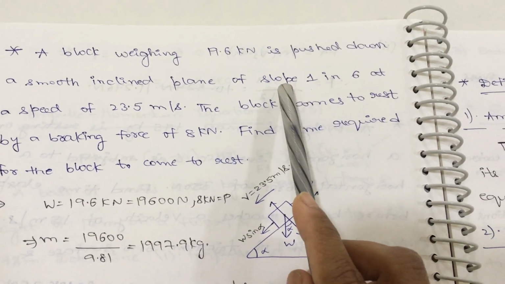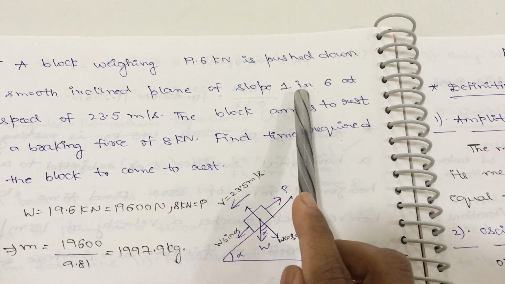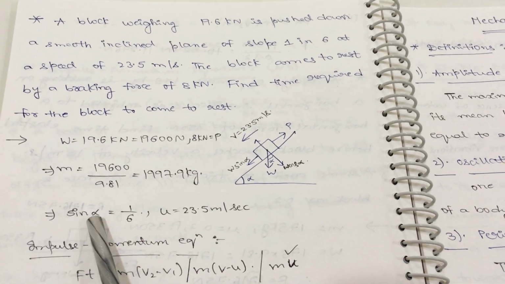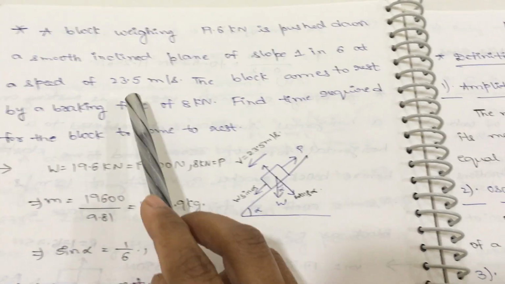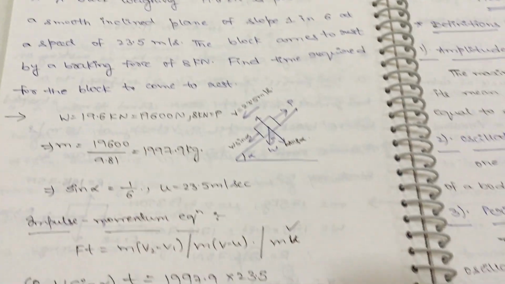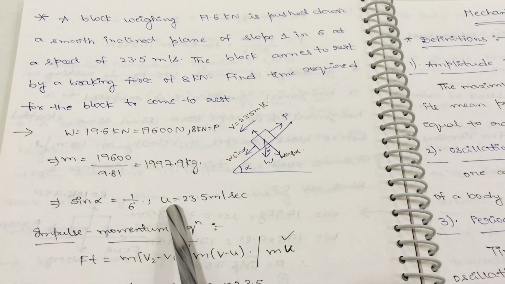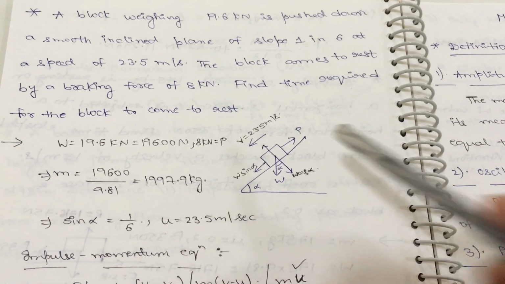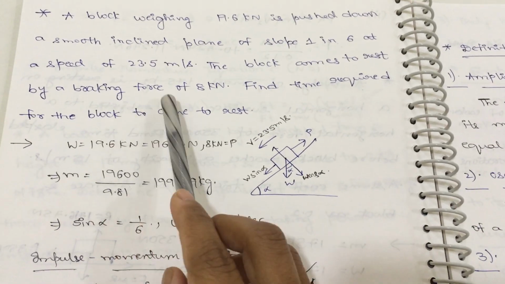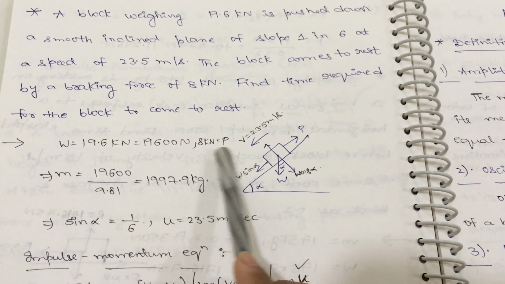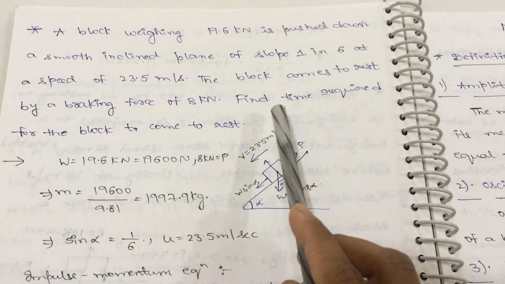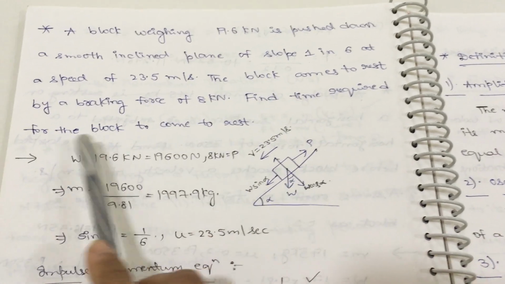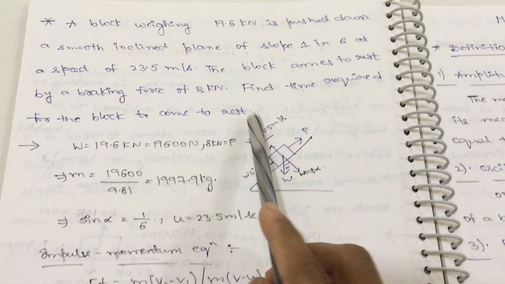Next, the slope value is given, that is a slope of 1 in 6. According to the slope calculation, we know that sin alpha is equal to 1/6. And the speed, that is the velocity value, is given as 23.5, so the initial velocity u is 23.5 meter per second. Next, the block comes to rest, so the v value is equal to 0, by a braking force of 8 kilonewton. So here the P value is given as 8 kilonewton. Again, they are asking us to calculate the time required for the block to come to rest.